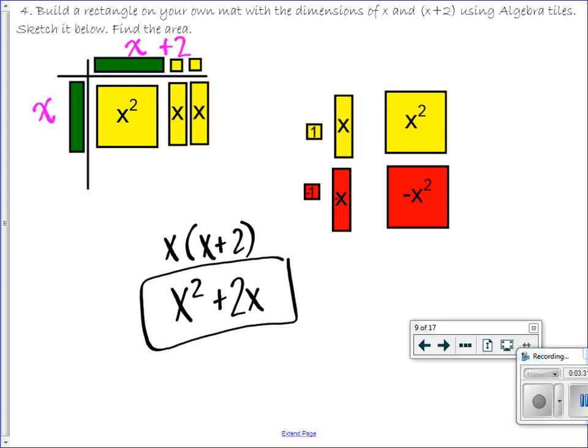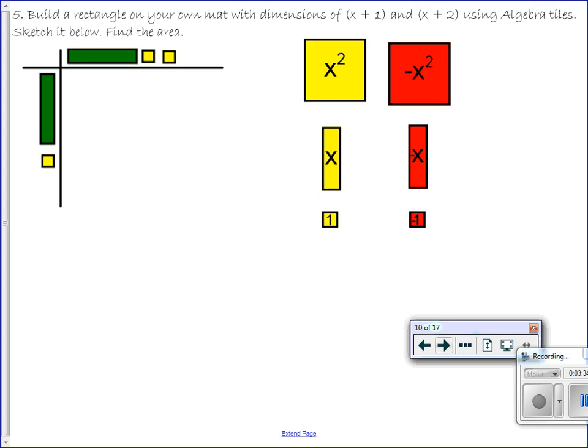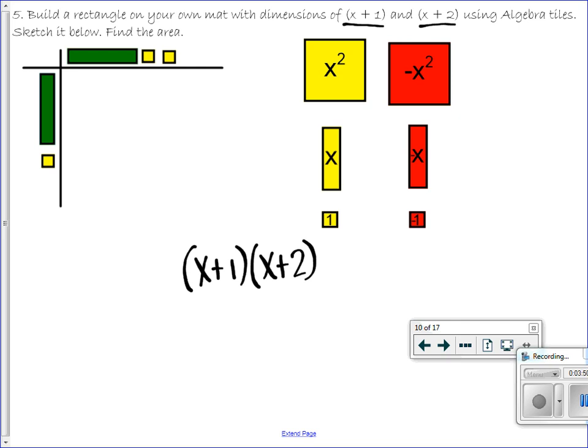Next page. Top of the next page, we have another problem. Earlier that problem was just a monomial times a binomial. Now we have X plus 1 times X plus 2, so a binomial times a binomial. It is already modeled on your paper for you. Model that with your tiles. Try and figure out that answer. Go.